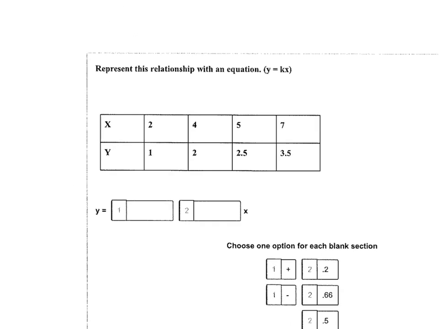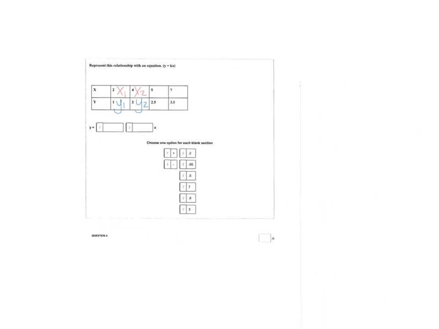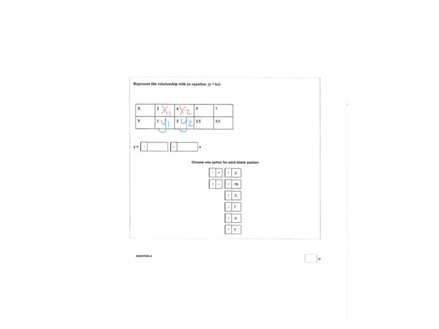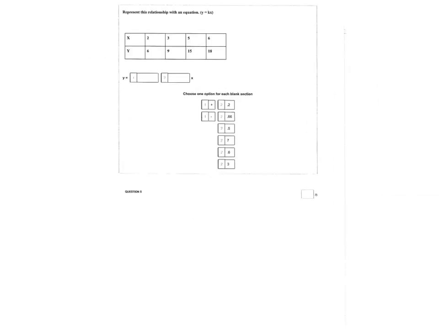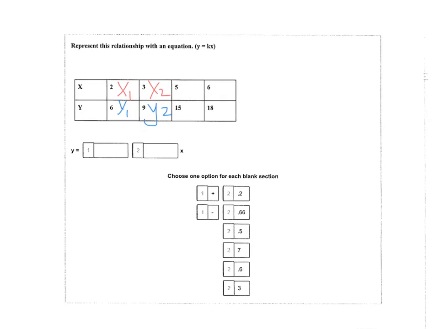Same thing here. Be aware of your x's. x1, x2, y1, y2. Be careful when you're subtracting. And these are not going to have y-intercepts, just heads up, because they're direct variations. Same thing on this one, x1, x2, y1, y2. So subtract your y's on top of your x's.